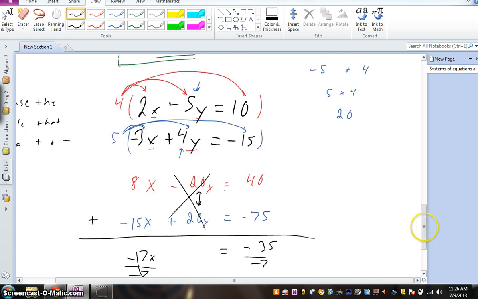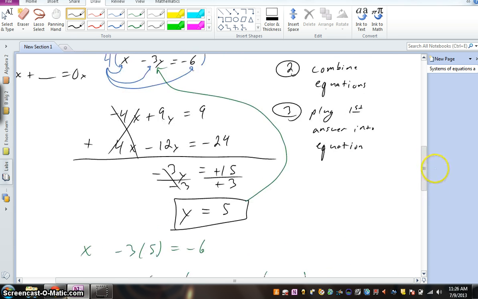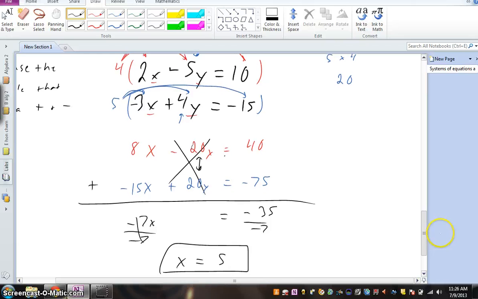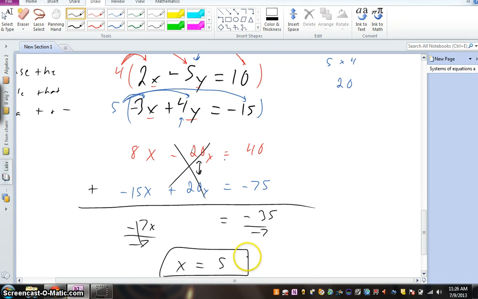And you should already know, because we've done this once already, the next step is plug your first answer into whatever equation you want. Okay? You can plug it into either that x, that x, or that x. It really doesn't matter. You can plug it into whatever x you want. So, don't worry about that. I'm going to plug it into the first equation, so that one right there.